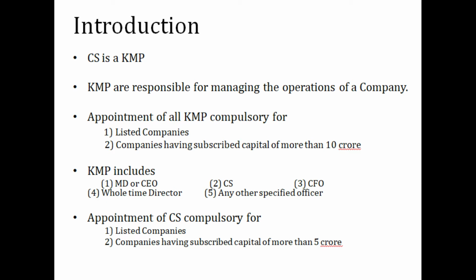As per the Companies Act, for appointment of Company Secretary, the subscribed capital should be more than 5 crore. Appointment of company secretary is compulsory for a listed company and any company having a subscribed capital of more than 5 crore. And appointment of all KMPs including CEO, company secretary, chief financial officer, etc. is compulsory for a listed company and for a company having subscribed capital of more than 10 crore. For other companies, that is an unlisted company or a company having subscribed capital of less than 10 crore, appointment of all the KMPs is not necessary.